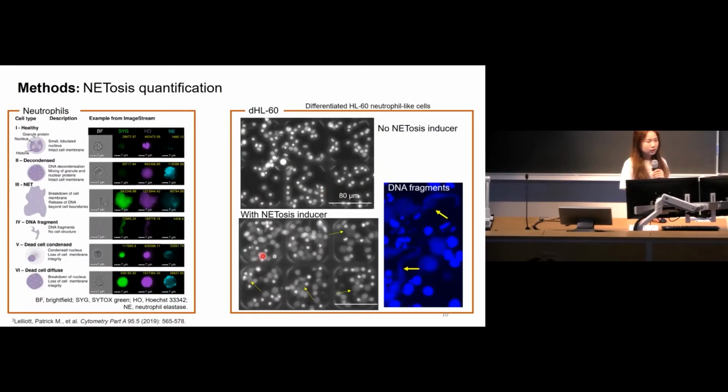But for the cells treated with netosis inducer, we could see some cloudy-like, web-like structures. Those are nets secreted by activated cells. Here we could also see some DNA fragments released from activated cells.